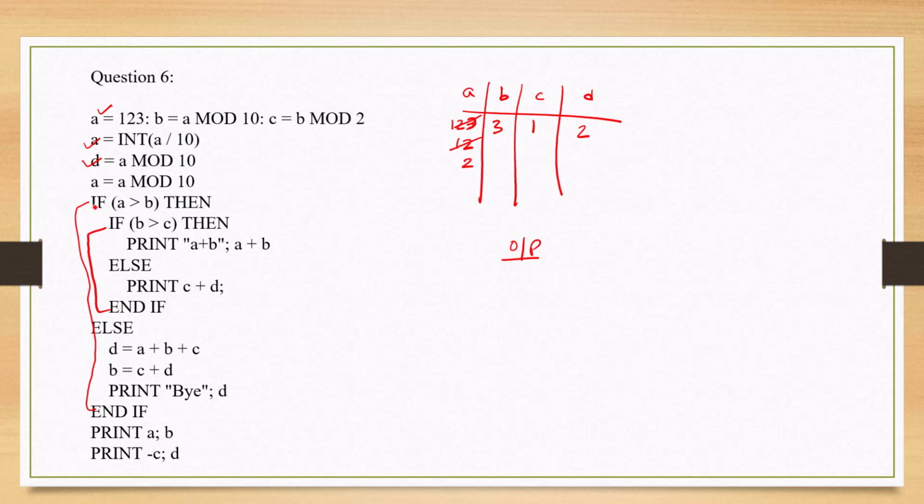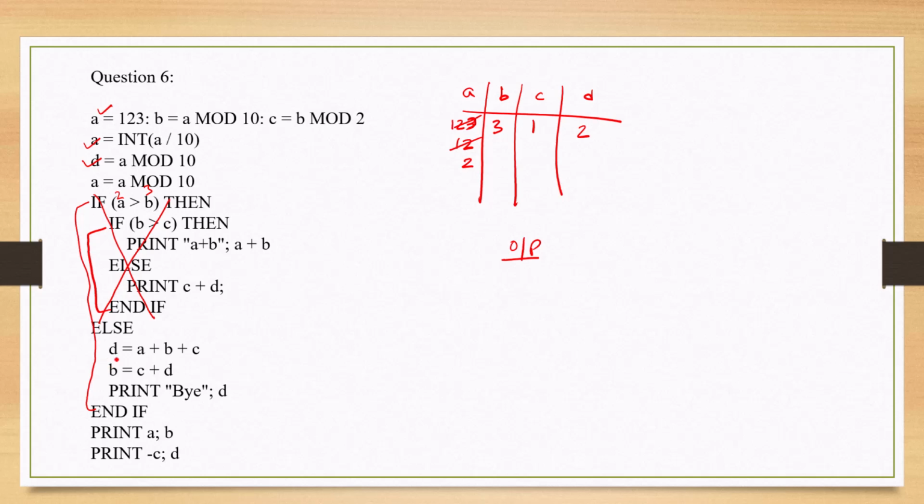The first condition is if A greater than B. So 2 greater than 3, right? The first condition is not correct. So this entire portion which I am striking will not work. The else part will work. When the outer if condition is wrong, you need not go to the inner if condition, just go to else.